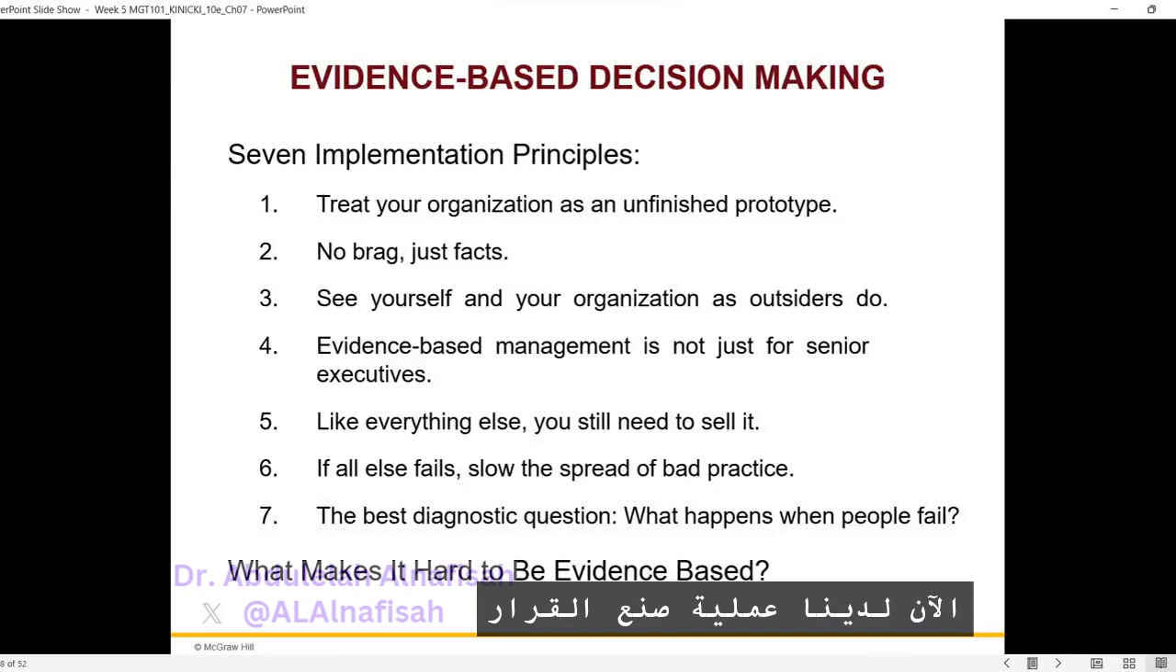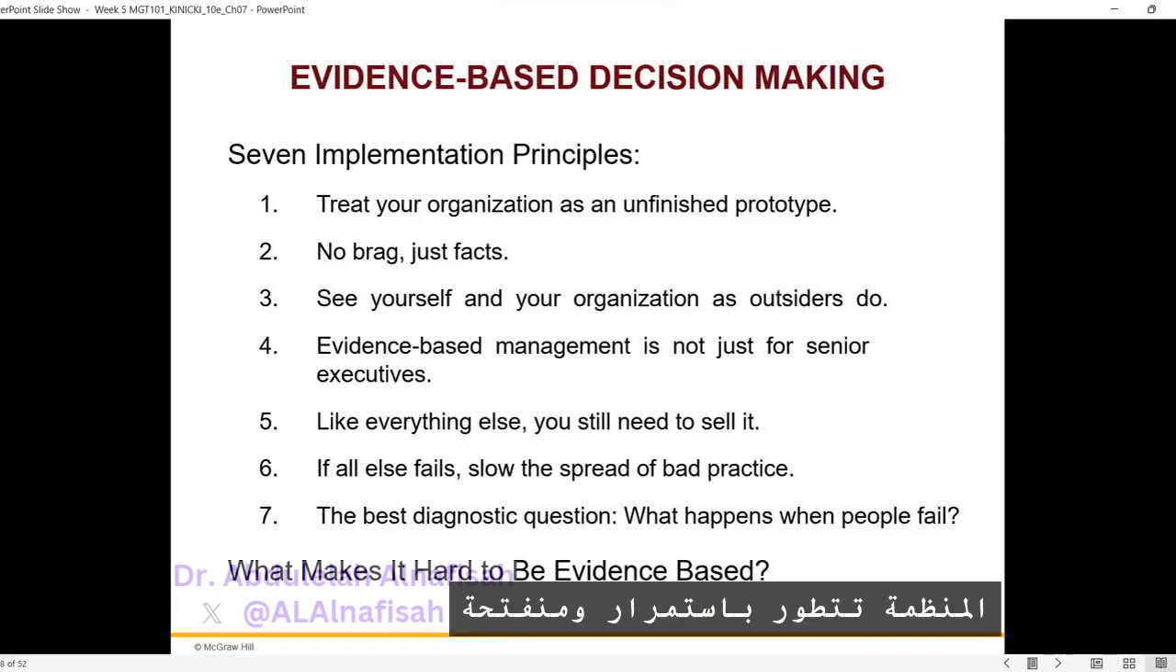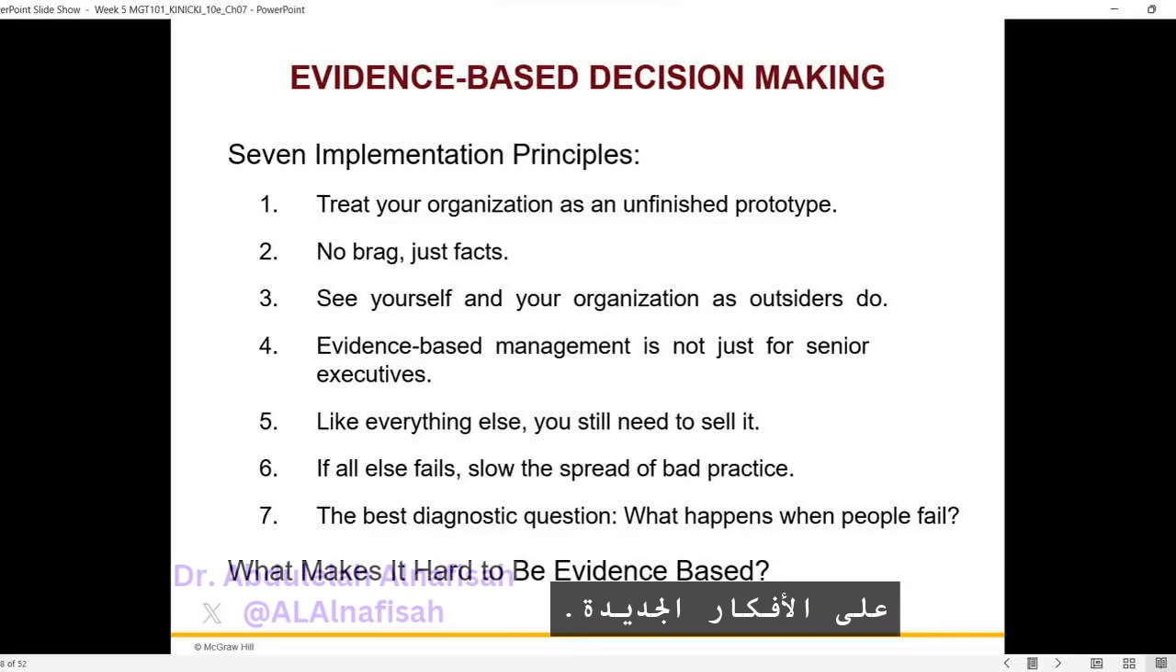Now, we have evidence-based decision-making. To make effective decisions and foster a culture of evidence-based decision-making, leaders should consider the following implementation principles. Treat your organization as an unfinished prototype. Leaders should embrace the mindset that their organization is constantly evolving and open to new ideas. This means not fearing potential resistance from employees or management, and being willing to explore and experiment with new approaches.